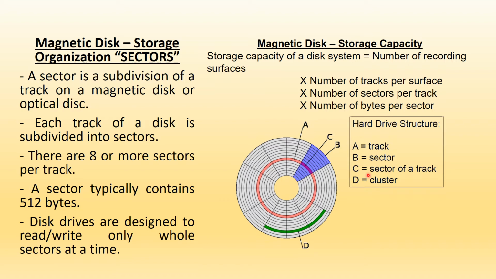So this is one over here. Remember what I told you? The tracks are these parts over here, which you see in this pink color. The sector, this one, the blue one, is the sector of a track. This part over here is the cluster. Remember, like these ones over here. So these are the clusters over here.